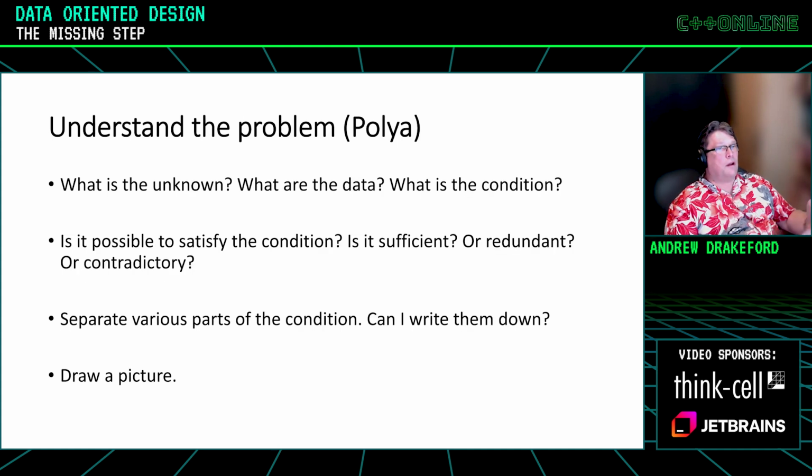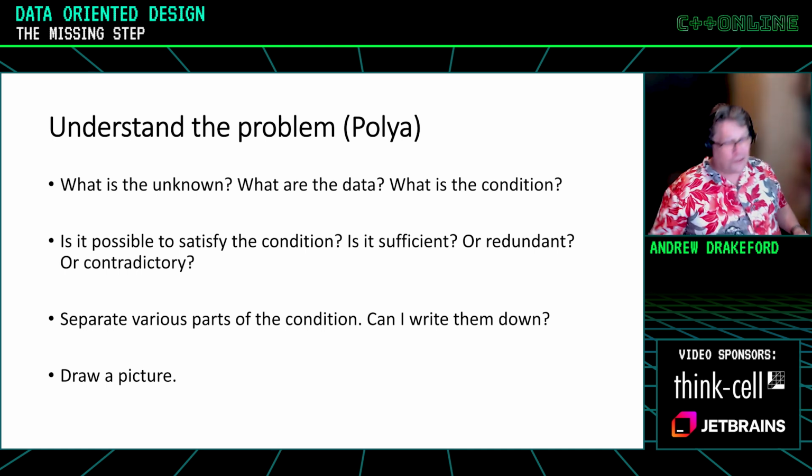Pólya asks: what's the unknown, what's the data, what's the condition? It's a very mathematical approach. Is it possible to satisfy the condition? Well, we hope so, because the thing should be running and we should be measuring it. Is it sufficient or redundant or contradictory? Maybe this isn't particularly useful. But the next line is, can we separate various parts of the condition, the definition of our problem, and write them down? And for me, the bit that he brings out is, can you draw a picture?